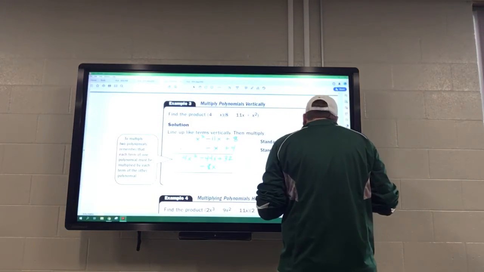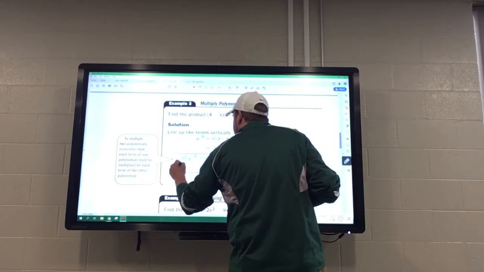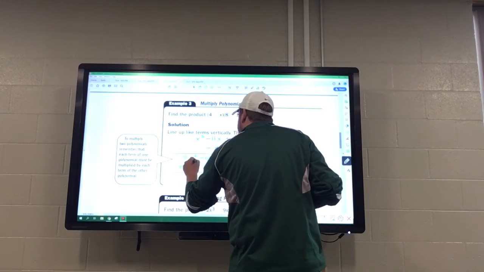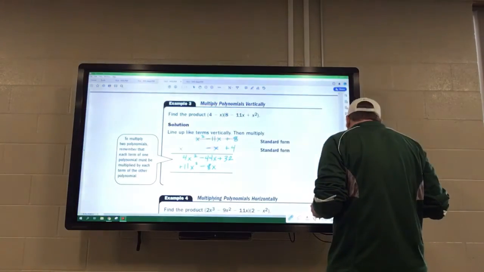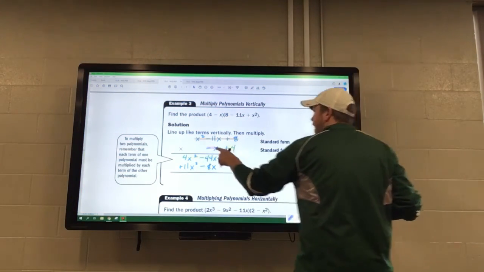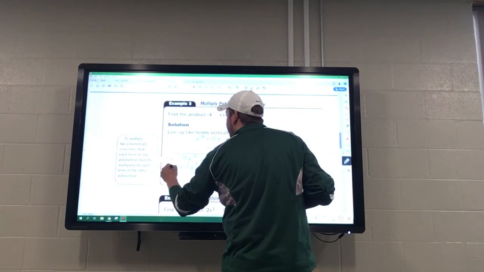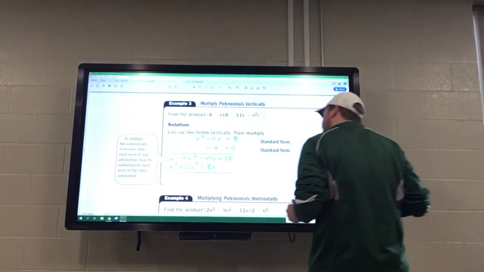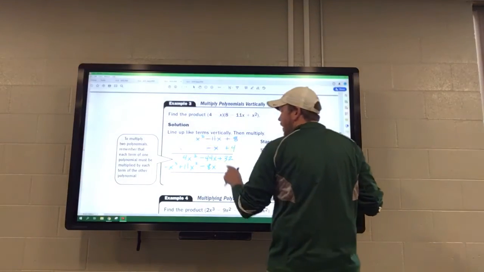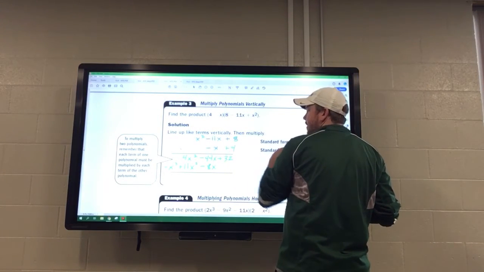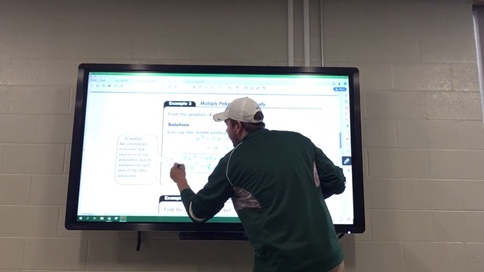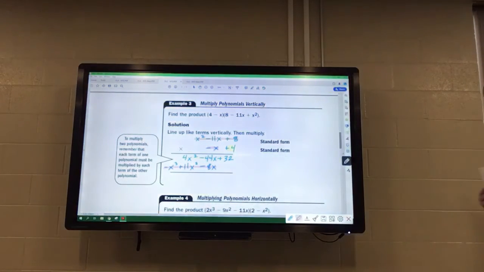Negative x times negative 11x is positive 11x squared, and again, I put it underneath my other x squared. And negative x times x squared is negative x cubed. All right? So if I multiply negative x times x squared minus 11x plus 8, I end up with negative x cubed plus 11x squared minus 8x. Now all I need to do is combine like terms.